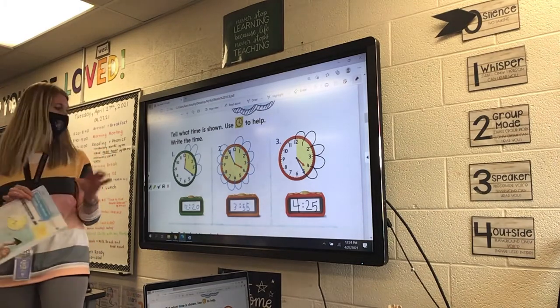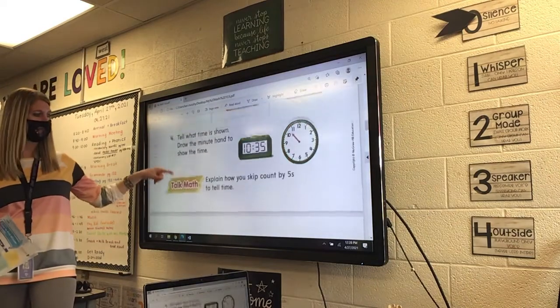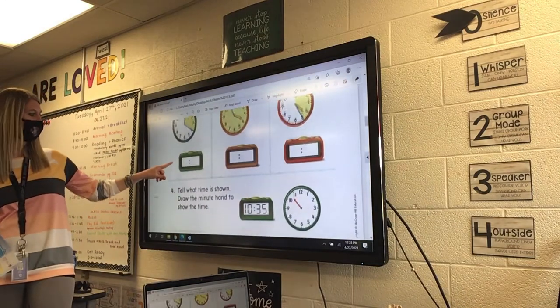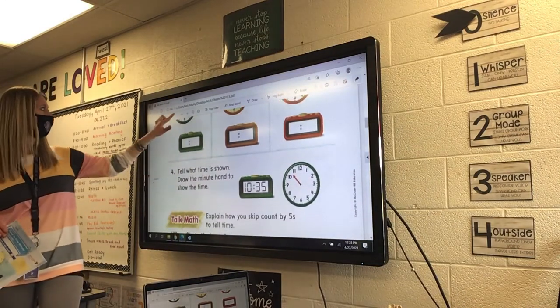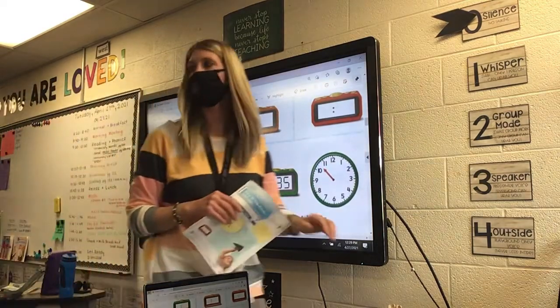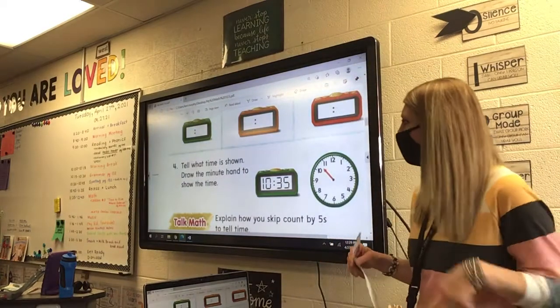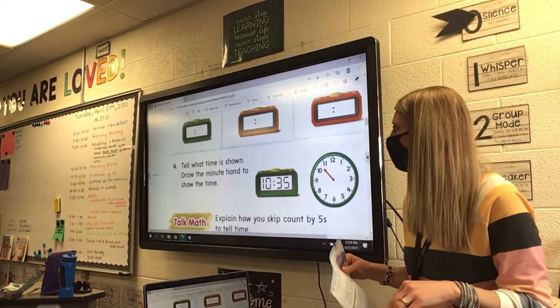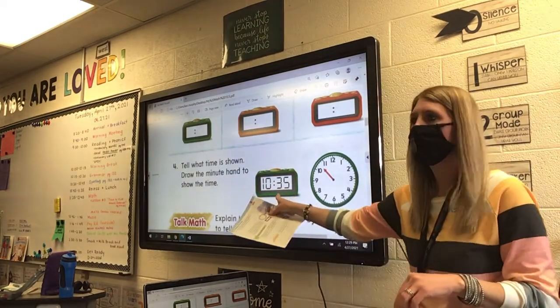Okay, let's go back to the problem solving. There's another one too. Sorry, I missed this bottom one. Tell what time is shown. Draw the minute hand to show the time.